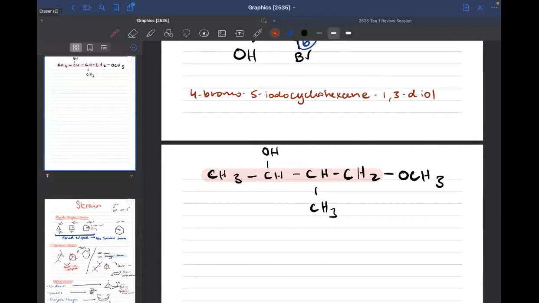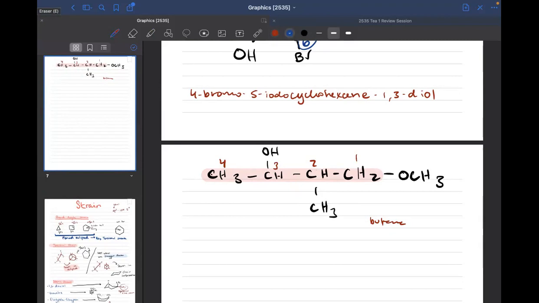Remember, even though it can cross corners, which is something that he will throw at you on the test, like this way, if we made our parent chain 1, 2, 3, 4, this entire thing would be a branch, and that's kind of hard to name. So this butane, that's our parent. Now, let's number it. 1, 2, 3, 4. All right. That gives us the lowest numbers possible, 1, 2, and 3.